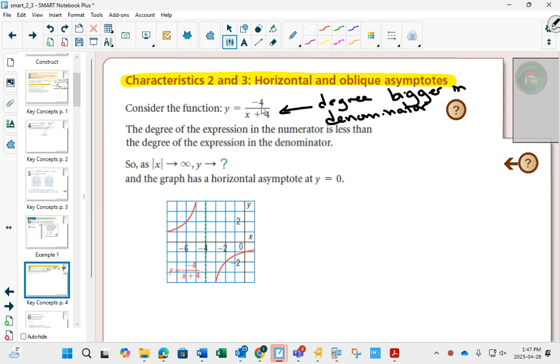if you have the bigger function in your denominator, this one has an x, it's a line in the bottom, has a bigger degree in the bottom, you will always have a horizontal asymptote at y equals 0. So you can have a line over a parabola or a constant over a line. As long as the degree is bigger in your denominator, you have a horizontal asymptote at y equals 0.